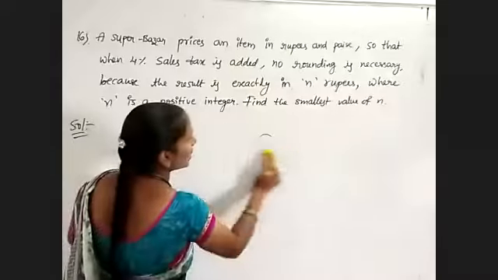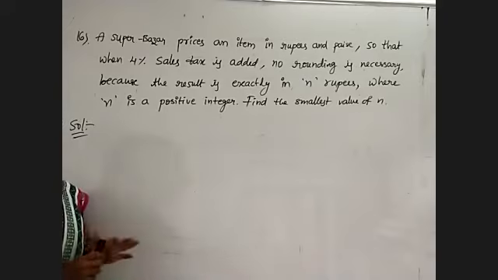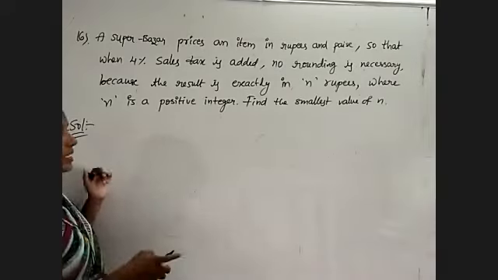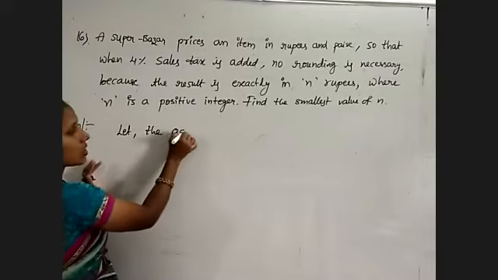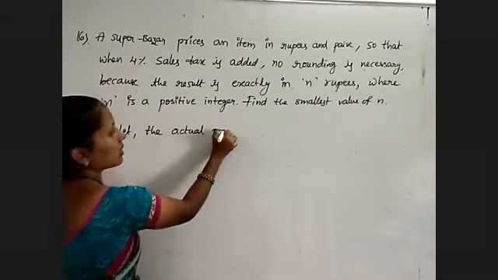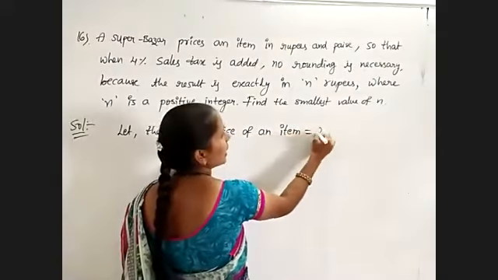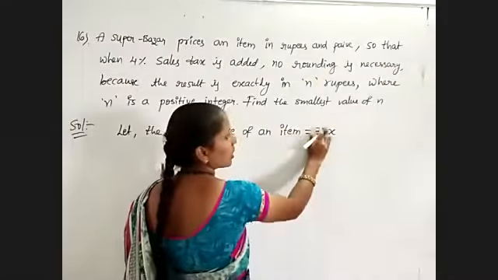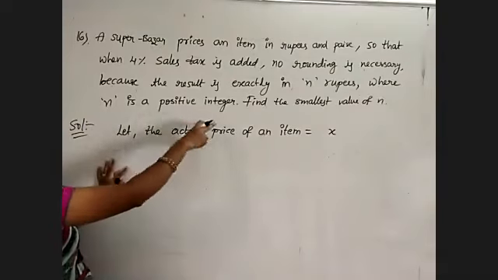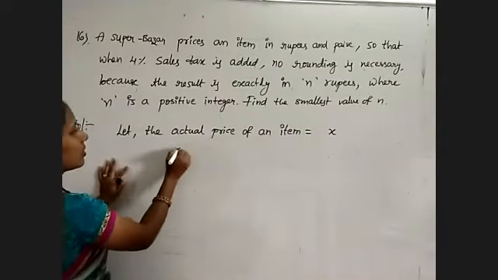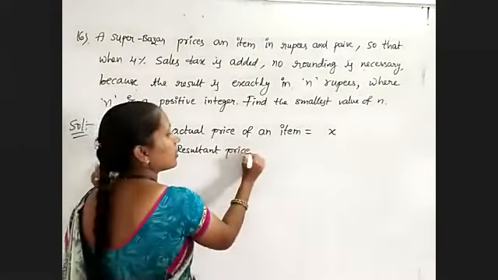For this, I am taking the actual amount of the item as x rupees and paisa. That x is represented in rupees as well as paisa. So let the actual price of an item be x, in rupees and paisa both. I am not indicating the units. After that, the resultant value is n rupees. So the resultant price, that means the bill amount, is equal to n rupees. This is given.